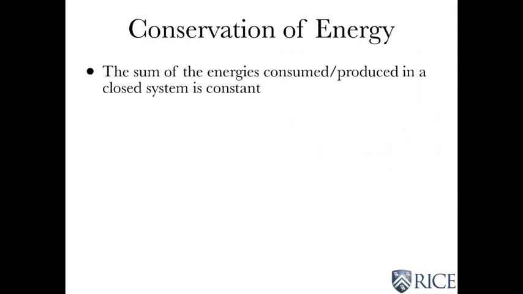Okay. Well, let's talk about power and energy. Now, the conservation of energy principle is that the sum of energies consumed or produced in a closed system is a constant. So you can't produce energy from nothing. A closed system means there's nothing going in or out of this system, and whatever energy is inside that closed system is going to be constant for all time. So what is power?